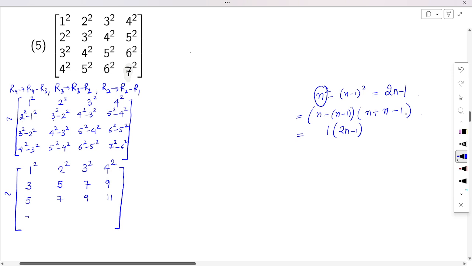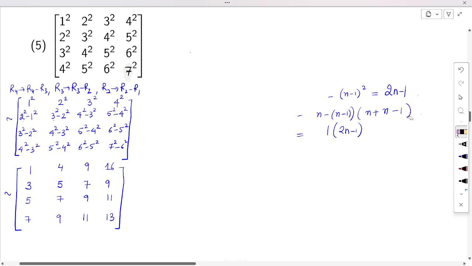4 2s are 8 minus 1, 7. Then 5 2s are 10 minus 1, 9. 6 2s are 12 minus 1, 11. And 7 2s are 14 minus 1, 13. So this matrix has been simplified. And this is 1, this is 4, this is 9, and this is 16.